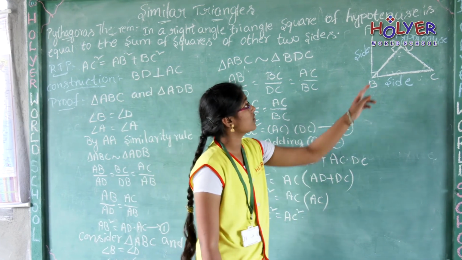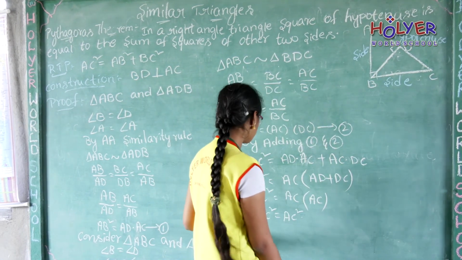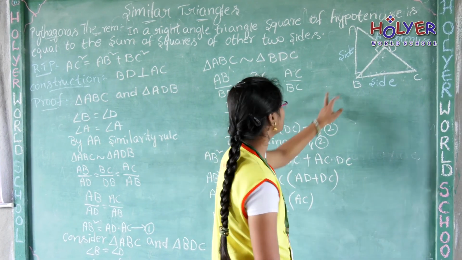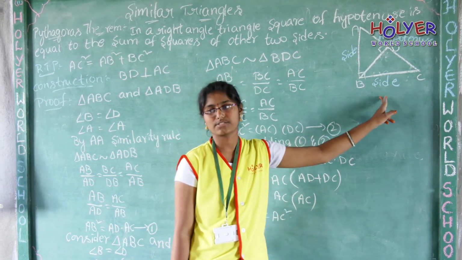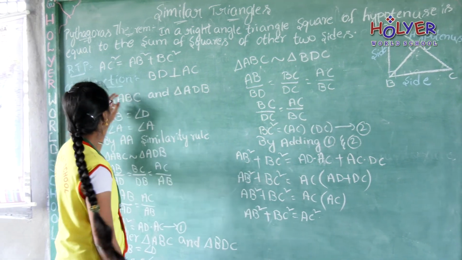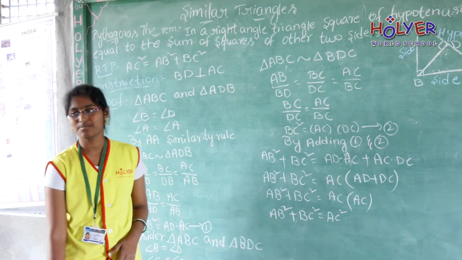That means AC square, the hypotenuse square, is equal to AB square plus BC square, the sum of the squares of the other two sides. So we proved this theorem.